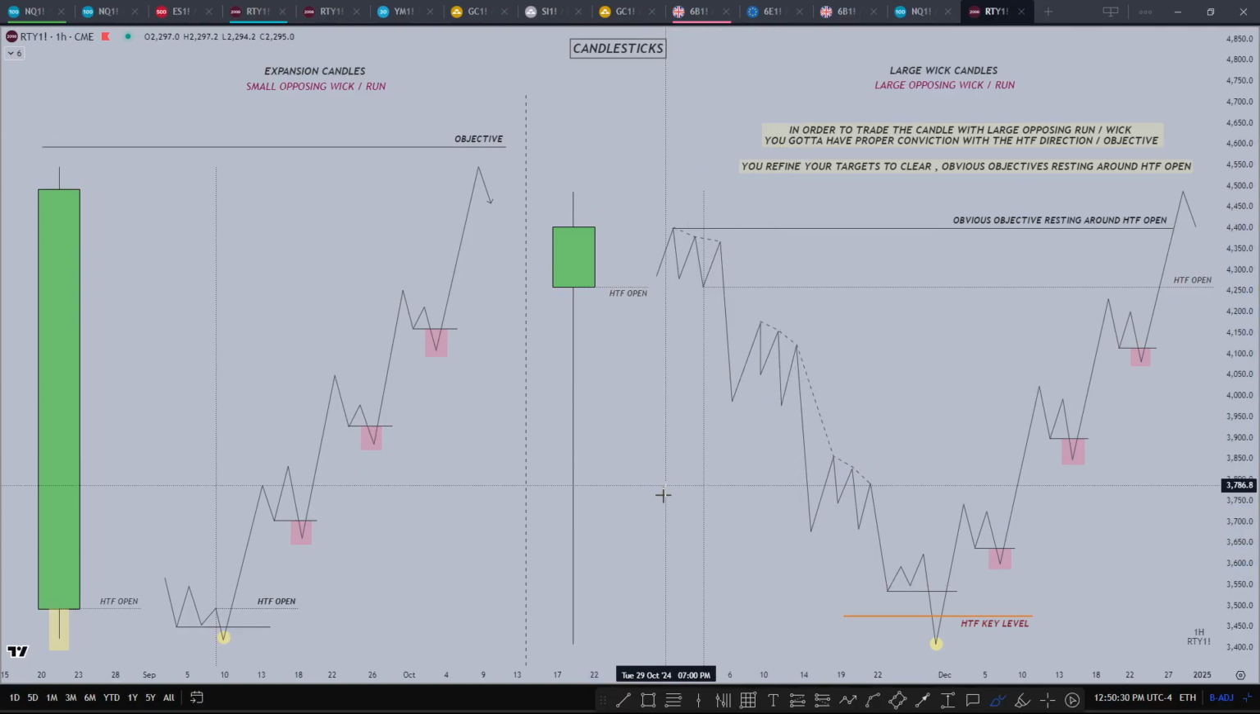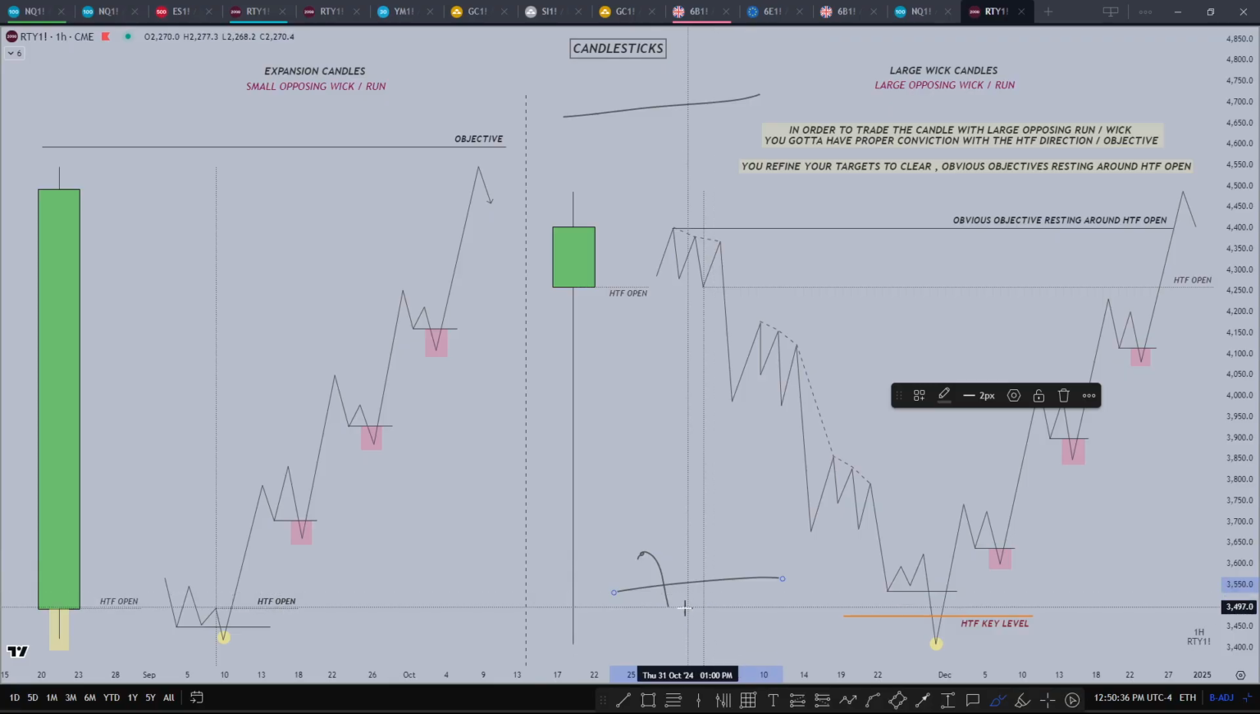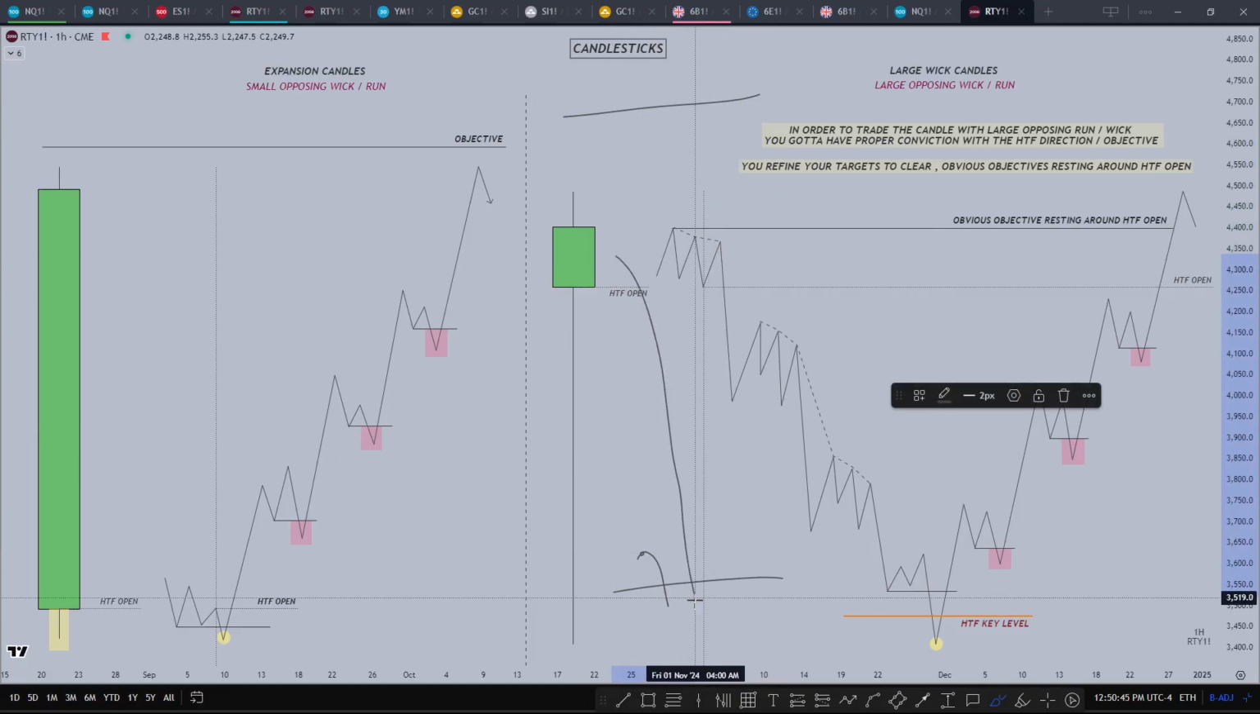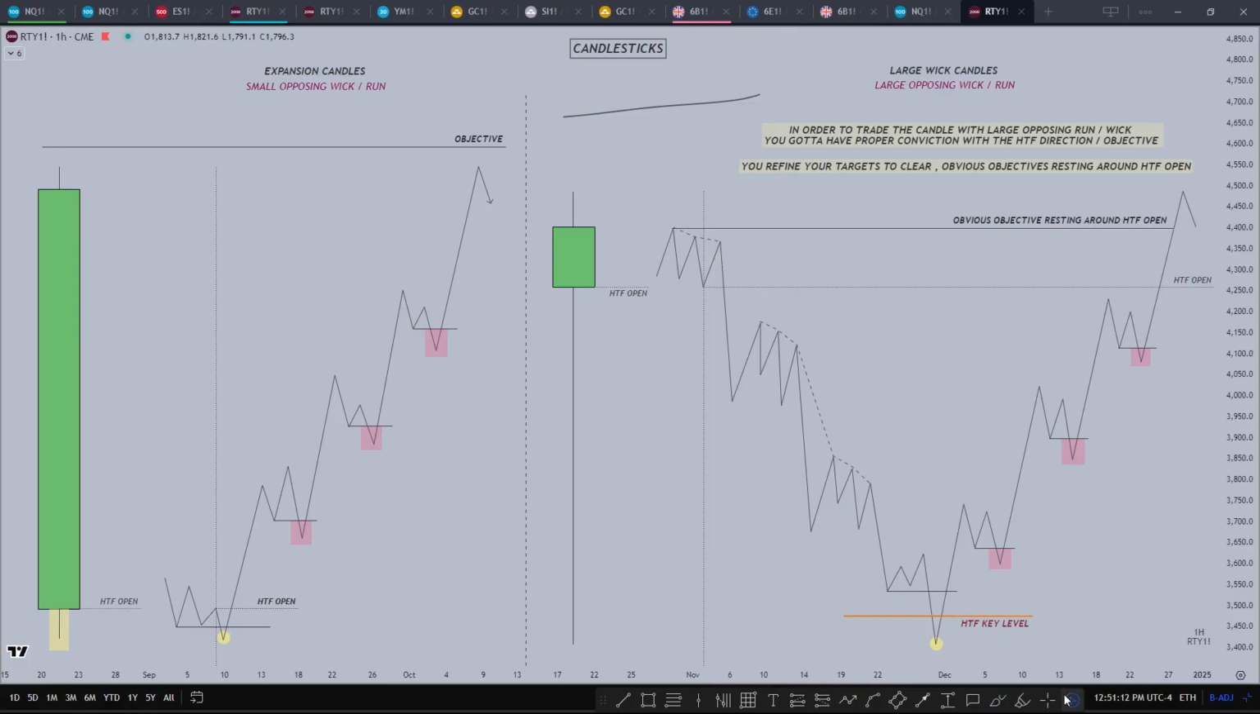But the ideal scenario is this being the objective, candle opening around about here, hitting the key level, then expanding away from the opening price of the candle. This is the ideal scenario. But even if price forms a high time frame candle with large opposing wick, you can trade that, but you gotta have a clear conviction with your direction or clear understanding of which objective you are framing towards. Only then do you wanna frame away from a key level. Obviously after it shows displacement, a must for any scenario, displacement away from the relevant level or key level.